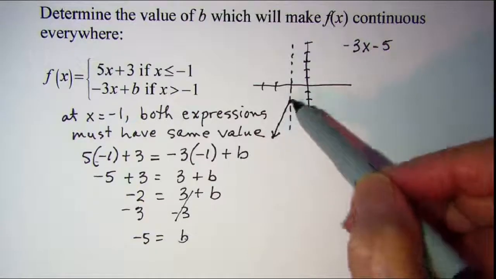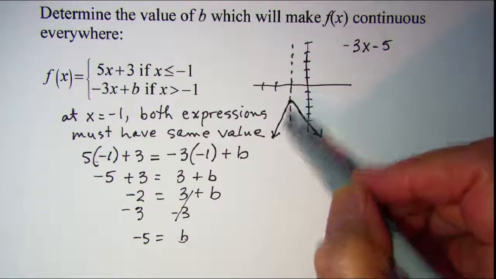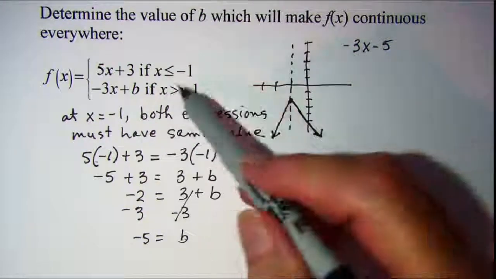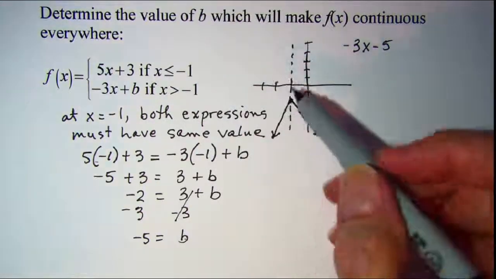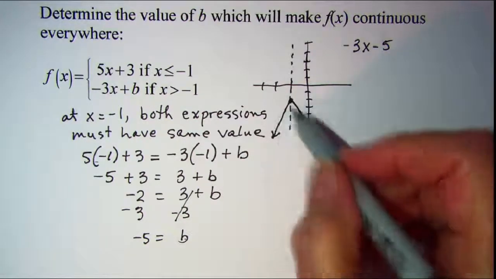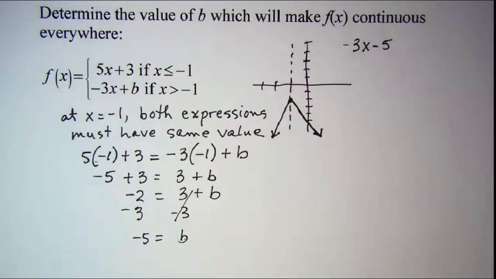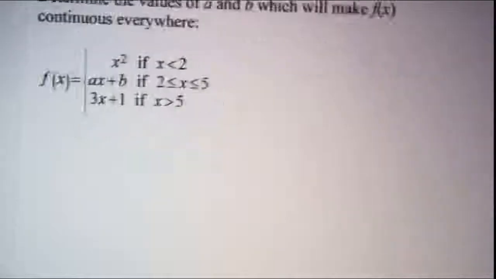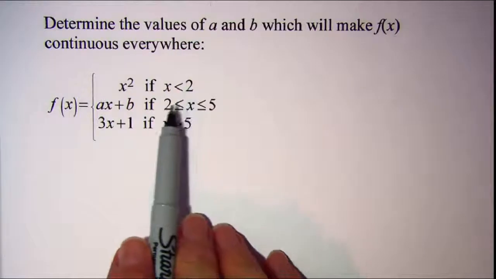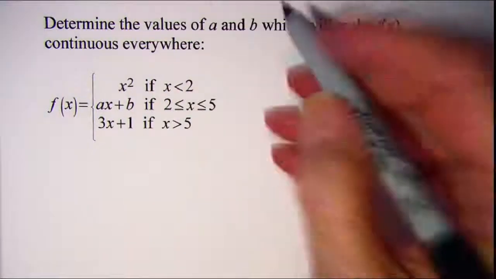Now this is everywhere continuous. On the left side we have a solid endpoint here on this ray, but on the right side it's for x is greater than -1, so that would be open, but it's still a continuous function. Let's look at another one. On this one we have 2 endpoints.